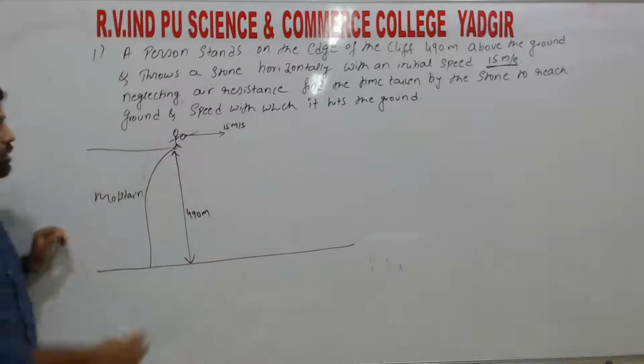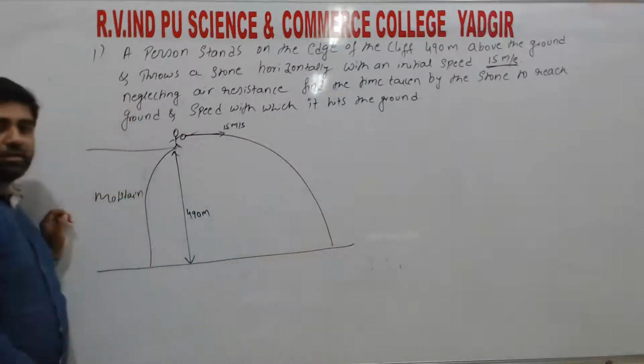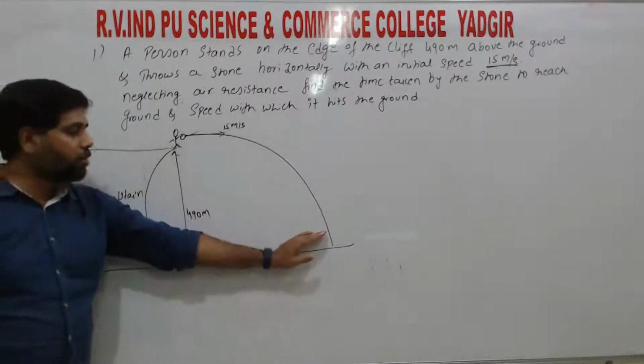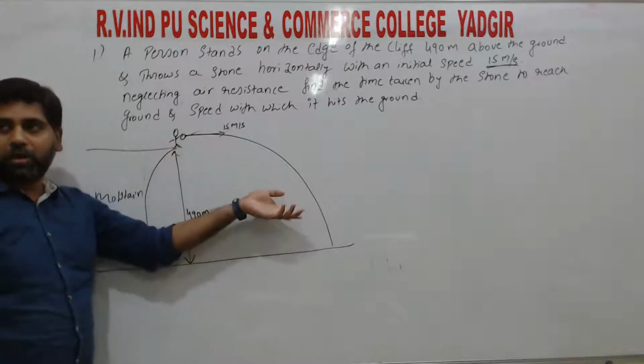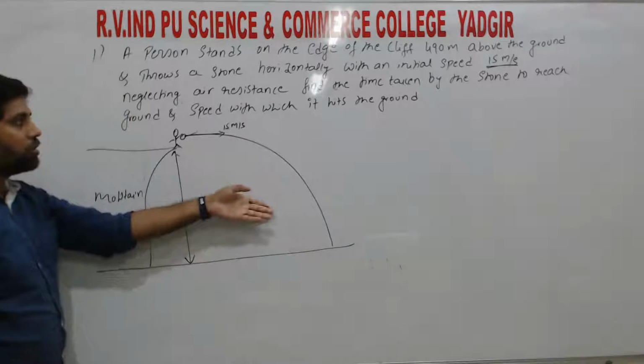So if you throw it, it covers the distance like this. If you throw a ball from a certain building height, it follows the parabolic path.